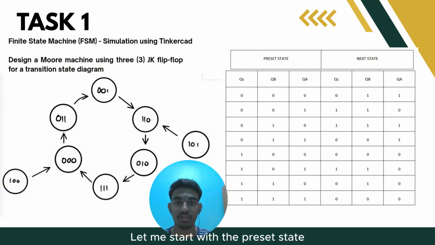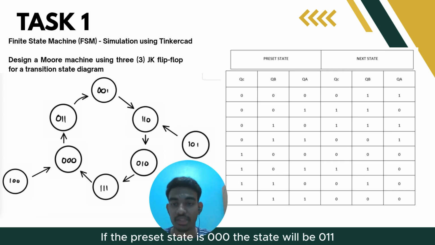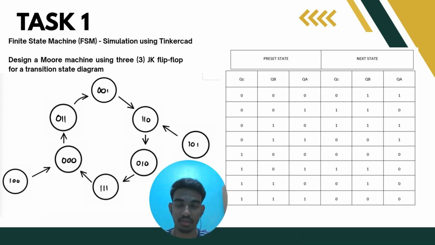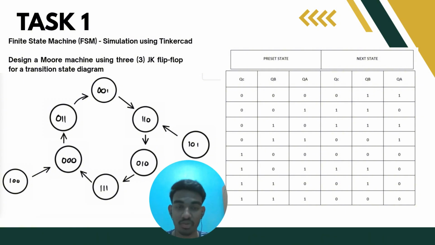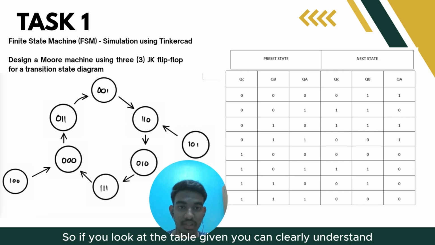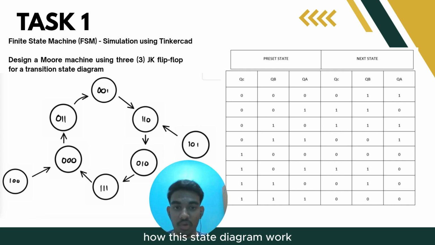Let me start with the present state. If the present state is 0, 0, 0, the next state will be 0, 1, 1, and the following will be 0, 0, 1, and the following will be 1, 1, 0. If the present state is 0, 1, 0, the next state will be 1, 1, 1. If you look at the table given, you can clearly understand how the state diagram works.